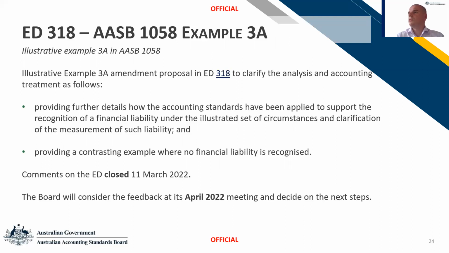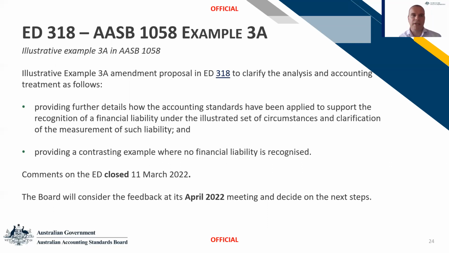Moving on to the exposure draft that we already mentioned a couple of times, ED 318. There are a couple of elements to that exposure draft, and we mentioned that those are the matters where the board decided to address through exposure drafts rather than educational materials such as this webinar. And one of them is the example in 1058 around the cash scholarship endowment.